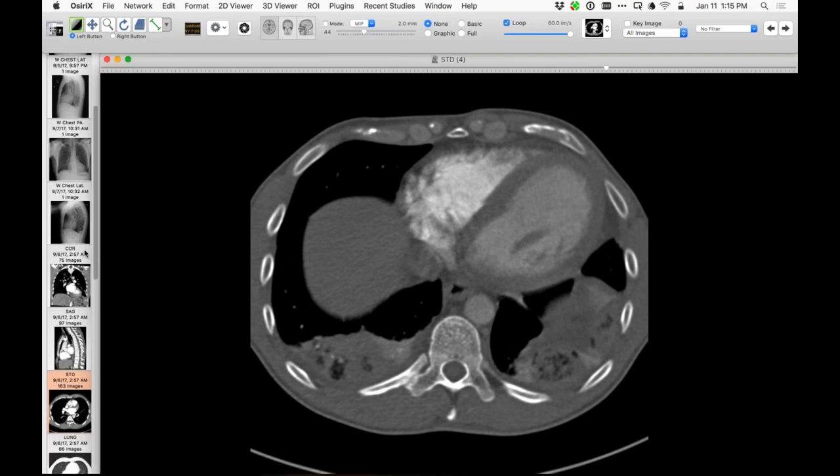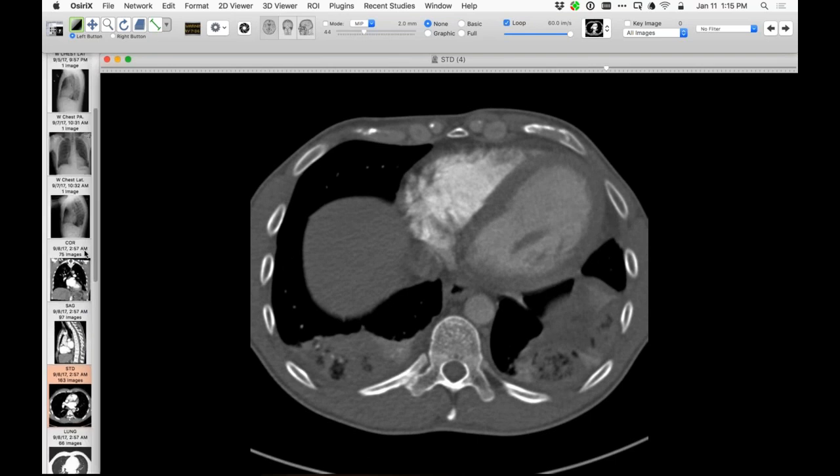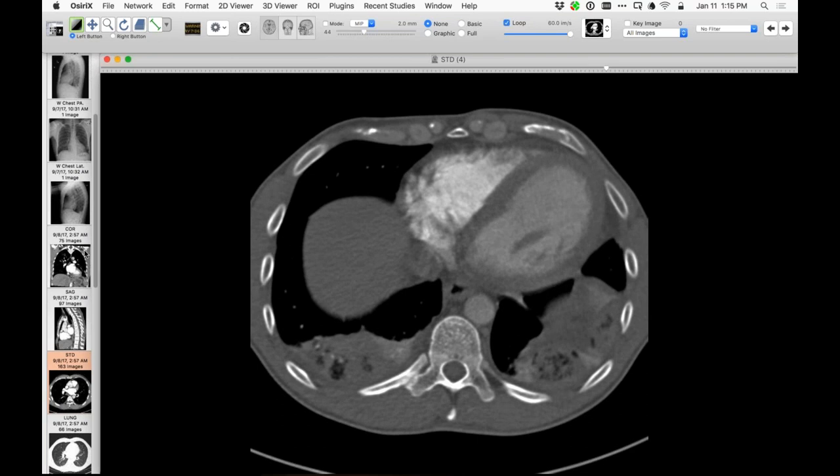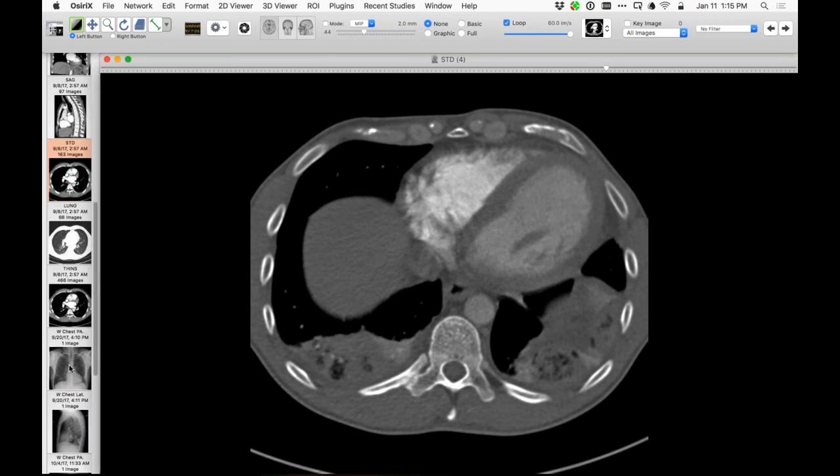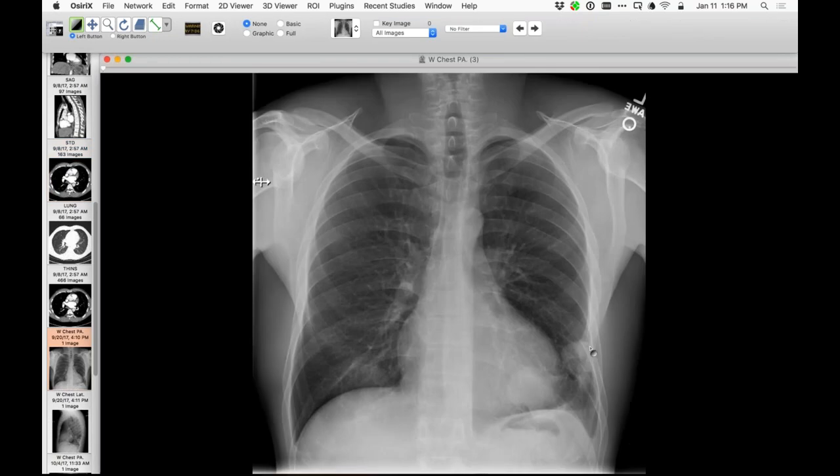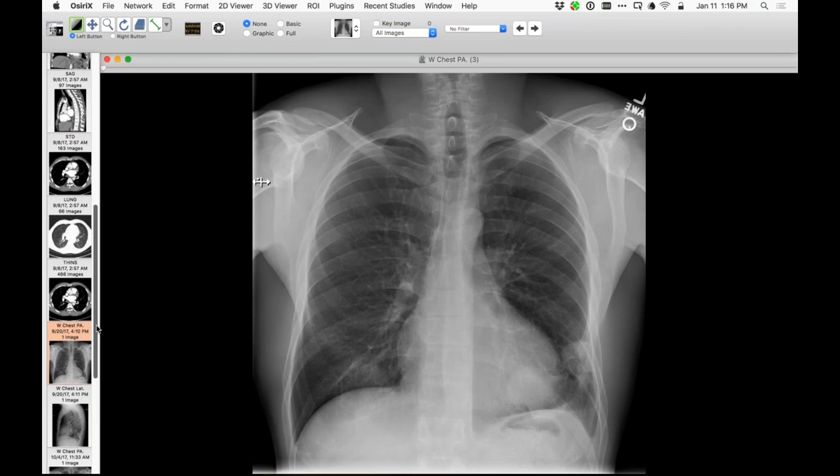So just in terms of follow-up, what happens to these things? They kind of melt away. So now the 20th, you'll see that the opacities are now much more circumscribed. That's the point at which I begin to think of real Hampton's humps. And I wonder how much of these opacities are going to remain as areas of true collagenized pale infarction.